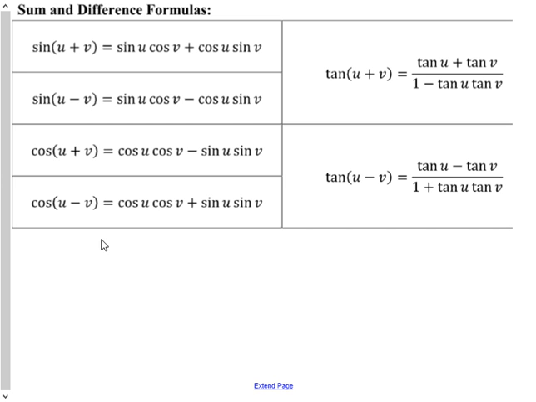We won't focus too much on the patterns here, but sine keeps the same sign: plus u plus v gives us a plus in between, minus gives us a minus in between. Whereas cosine, we have the same parts, cosine, cosine, sine, and sine, but our plus sign is going to flip to a minus, and our minus sign is going to flip to a plus.